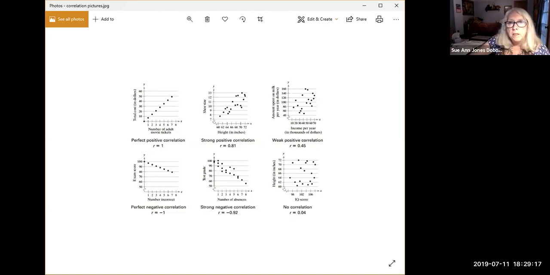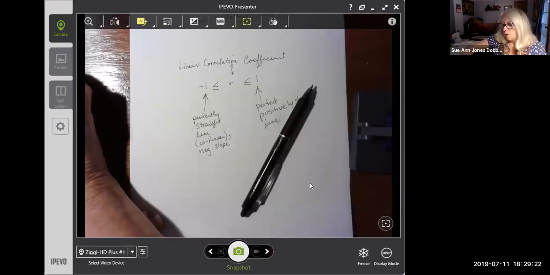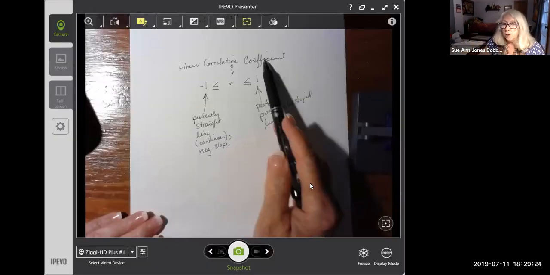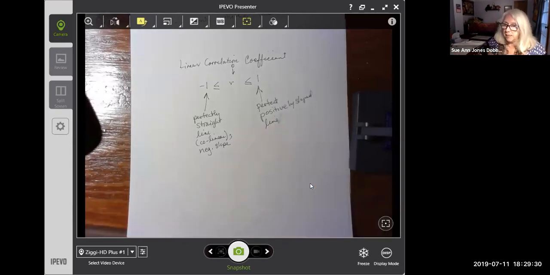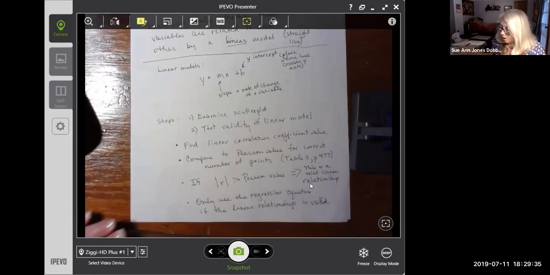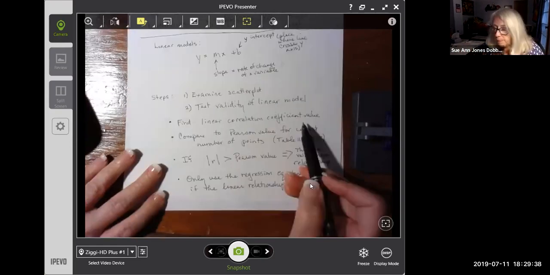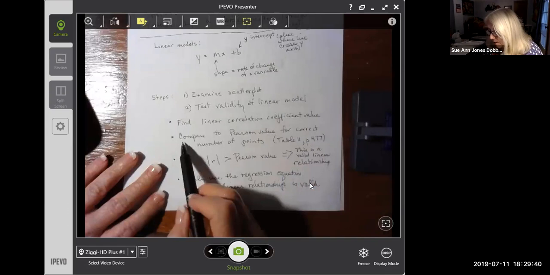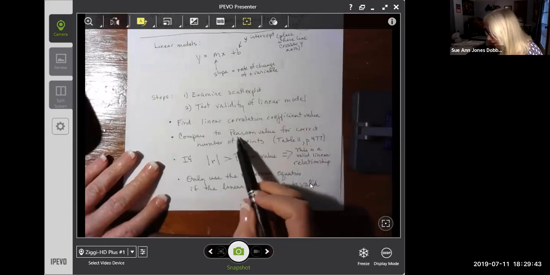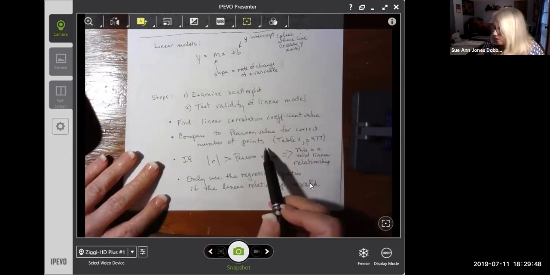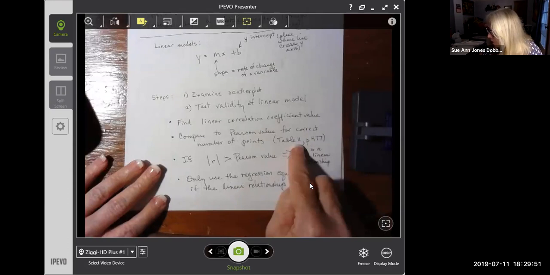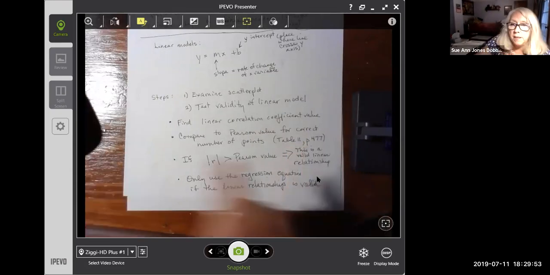But any group of points, you can do the math to get a linear correlation coefficient. So it's an important indicator of linearity, but by itself, it doesn't mean too much. So what we want to do is find that value, and then we want to compare it to a standard. In this case, we're going to compare it to what is called the Pearson value for a specific number of points. Now, I've noted that this is on table 11 on page 477, but let me show you the Pearson chart.